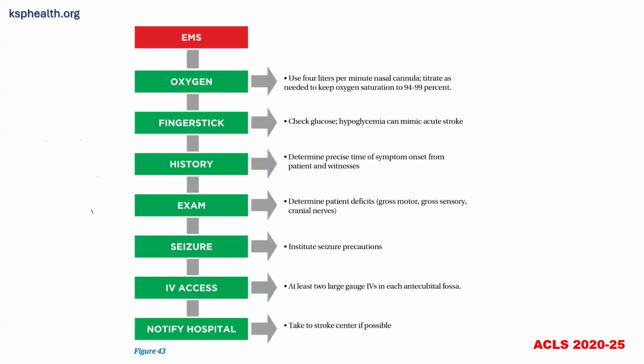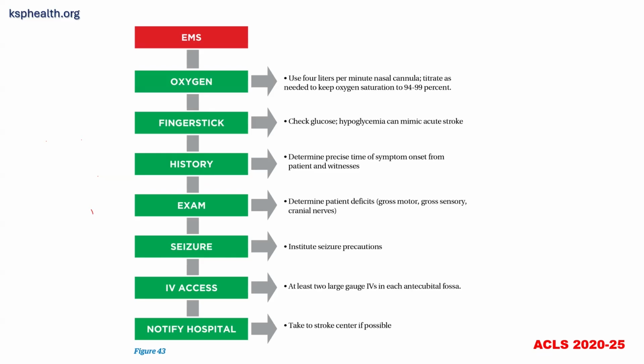This is before the hospital. Emergency medical services needs to give oxygen, keep the saturation 94 to 99. Check glucose. Sometimes hypoglycemia can mimic acute stroke. Get the history and make sure when he was completely normal or when the symptoms started. Very important, especially in deciding on percutaneous intervention or not. Determine the patient's deficit: gross motor, gross sensory, and cranial nerves.